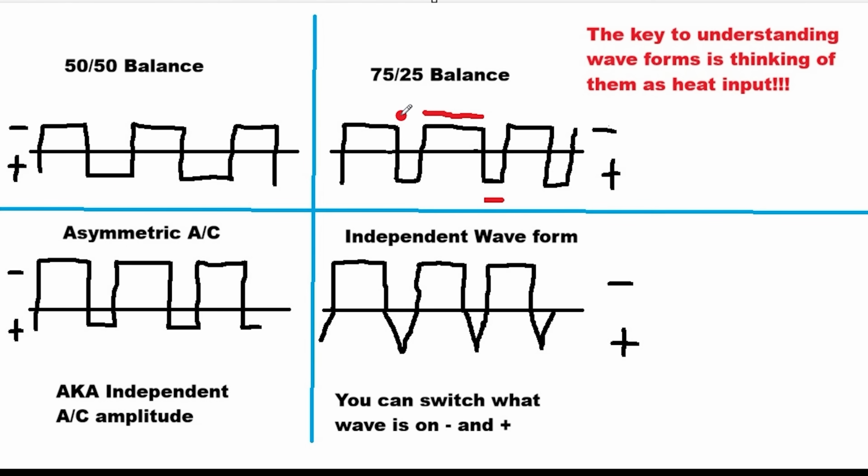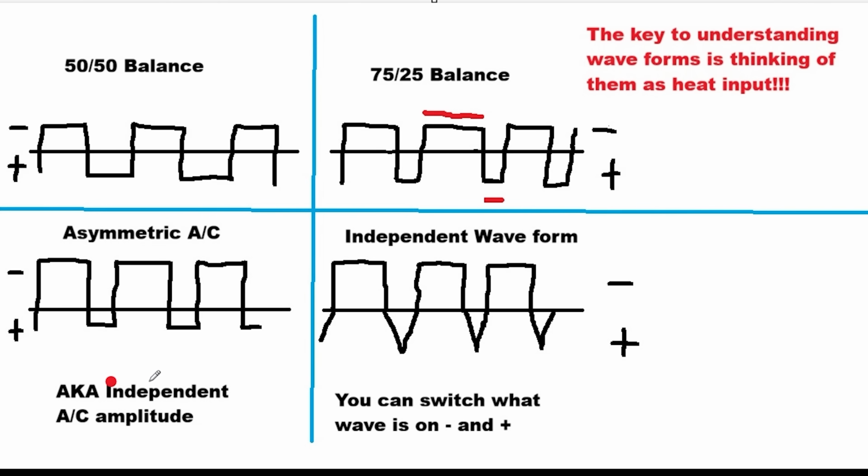No matter how you change the balance, which is the time it spends on positive or negative, you're not actually changing the amperage on the positive or negative. Now on the asymmetric AC, which some companies call independent AC amplitude adjustment, there's a lot of street terms for this, but we're going to call it asymmetric AC for this lesson. You're actually able to adjust the amperage on the negative to be higher than the positive. So you could have 180 amps here and 50 amps down here, and it's asymmetric because it's no longer equal on both sides.